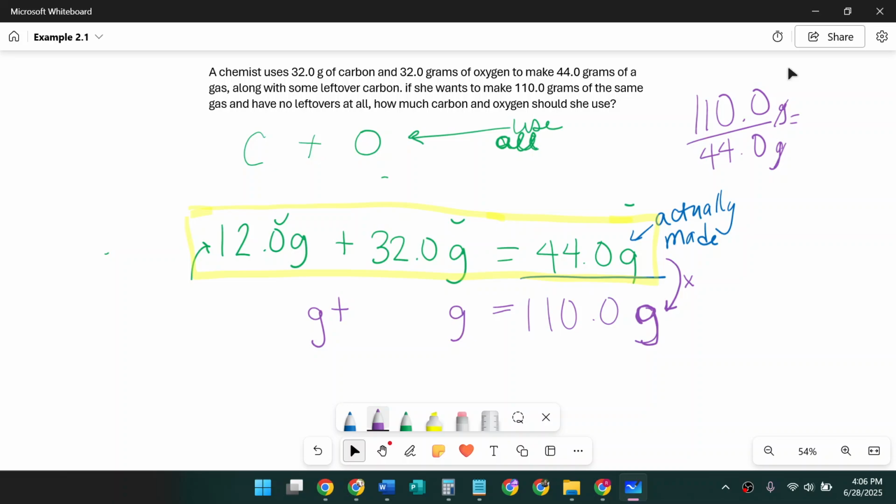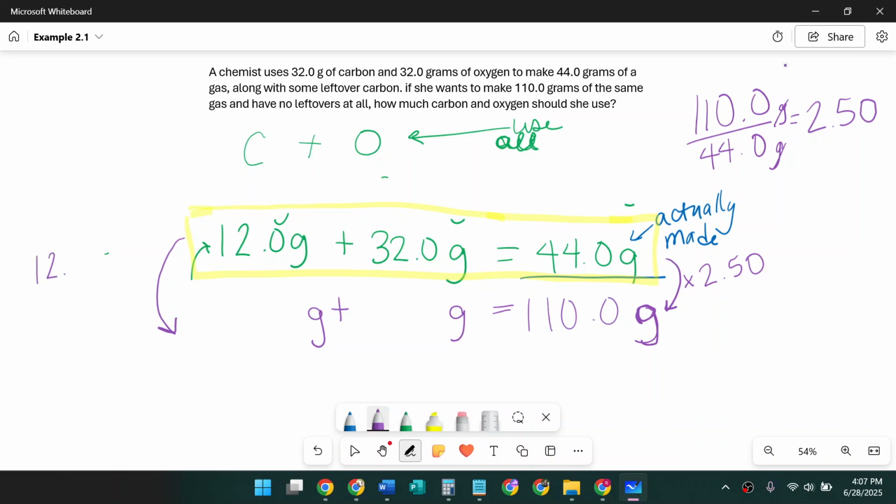Because this has 3 significant digits, this has 4 significant digits, we know that when we're dividing we just compare the number of significant digits and keep the one that has fewer. So 3 is fewer than 4, so we're going to keep 3. 2.5 only has 2, so I'm going to add one more 0. So we multiplied by 2.50 to get from 44 grams to 110 grams, which means we need to do the same thing to get our carbon and our oxygen.